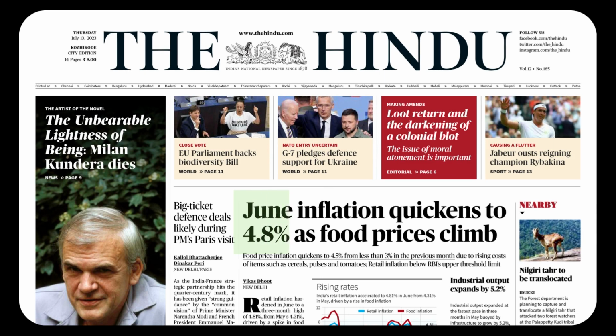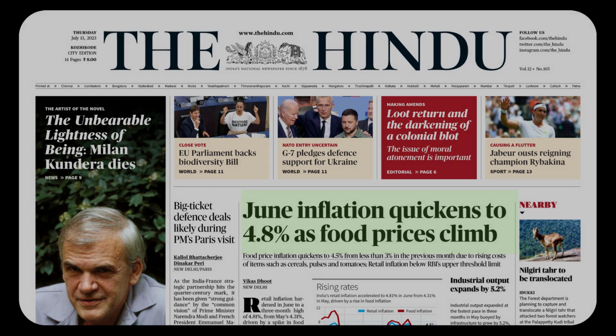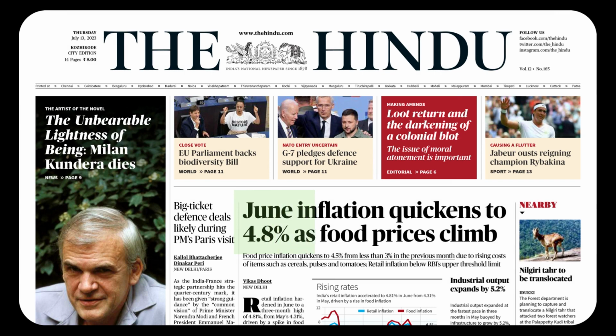June inflation. Then comes a beautiful verb, quicken. As we know, quick is an adjective. From this, you have a verb called quicken. That is a very important property of verbs. Quicken, to become quicker. Lengthen, strengthen. That en suffix can act as a verb, so it's a very important observation. June inflation quickens to 4.8% as the recent component.